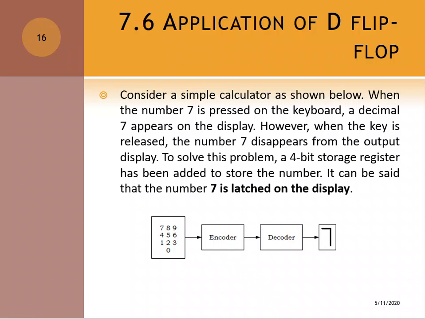Okay, dia nak cerita tentang calculator. Bila you tekan calculator, okay, contoh you tekan nombor 7. Nombor 7 tu bila you lepas je tangan you daripada keypad calculator tu, sepatutnya nombor 7 tu akan hilang daripada display calculator. So, macam mana dia nak kekalkan nombor 7 tu kekal di display of your calculator? Dia akan adakan satu 4-bit storage register untuk memegang nombor 7 tu.